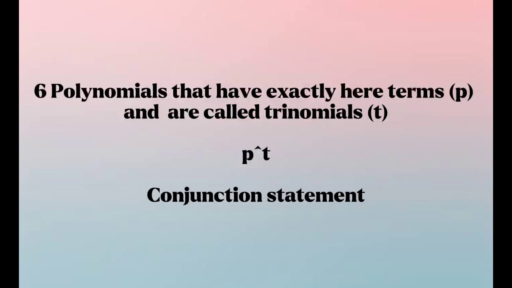Number 6. Polynomials that have exactly three terms are called trinomials. Okay, we have the connective of and. So, it's obviously a conjunction. So, first, write the first letter, which is the P, then the symbol of conjunction, and lastly, the letter T.